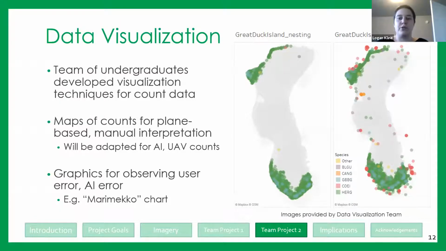So we collaborated with a group of undergraduate computer scientists at UMaine who were interested in helping us visualize the count data we currently have, as well as count data generated by our AI algorithms down the road. The students generated maps like the one you see here that display manually counted birds by species and behavior on an island in our study area. These will be further adapted to include information captured by our UAV flights this summer and the upcoming summer.